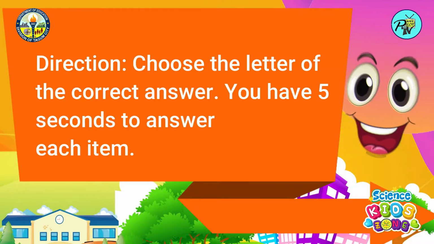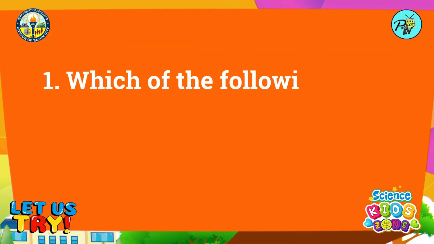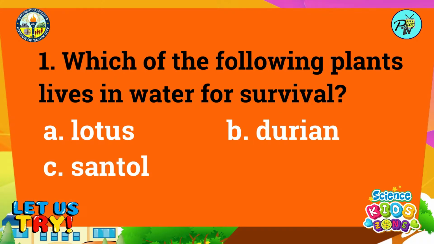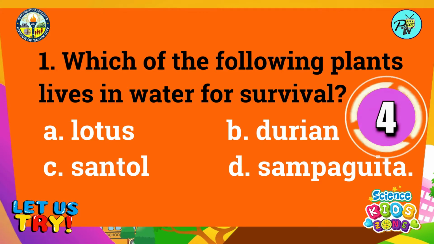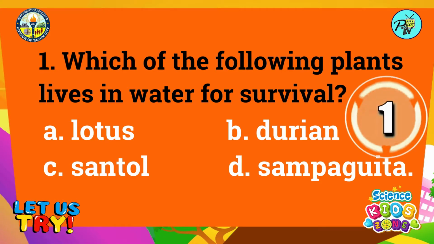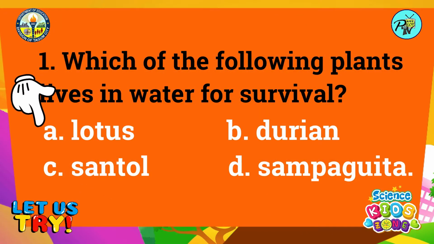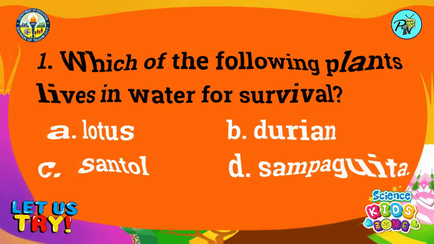Direction. Choose the letter of the correct answer. You have 5 seconds to answer each item. Number 1. Which of the following plants lives in water for survival? A. Lotus. B. Durian. C. Santol. D. Sampaguita. Time is up! What is your answer? The correct answer is letter A, Lotus.